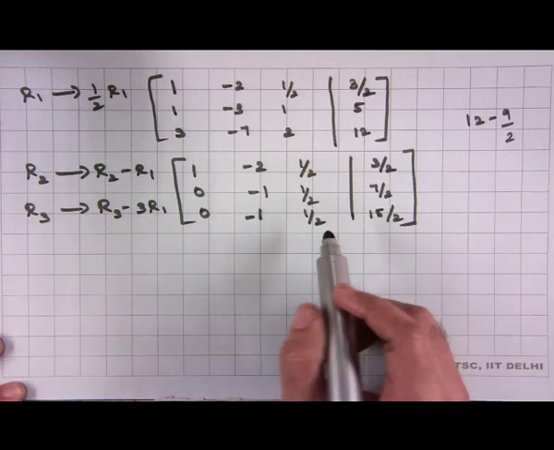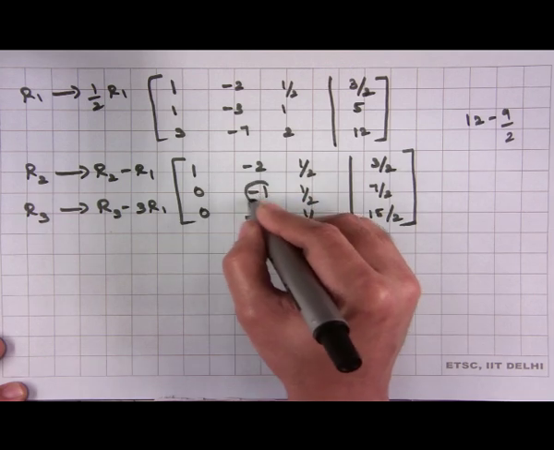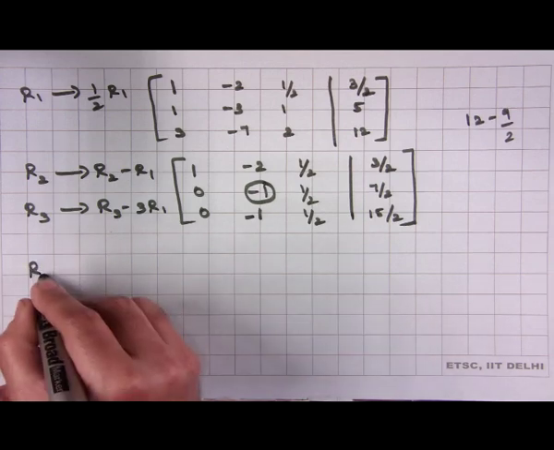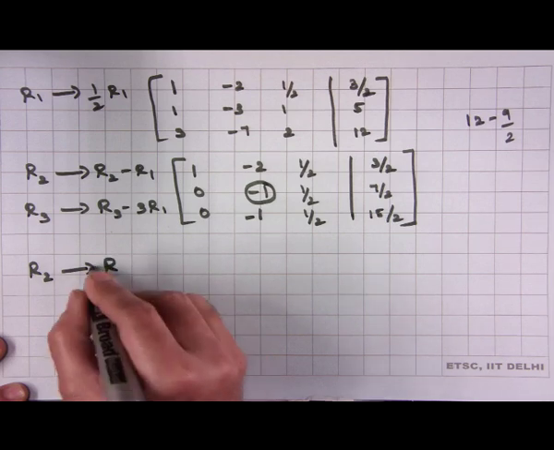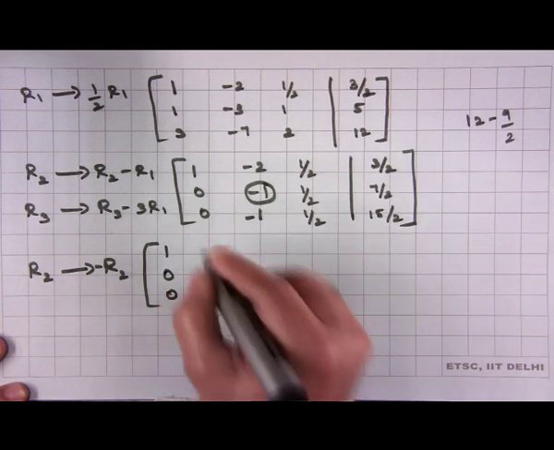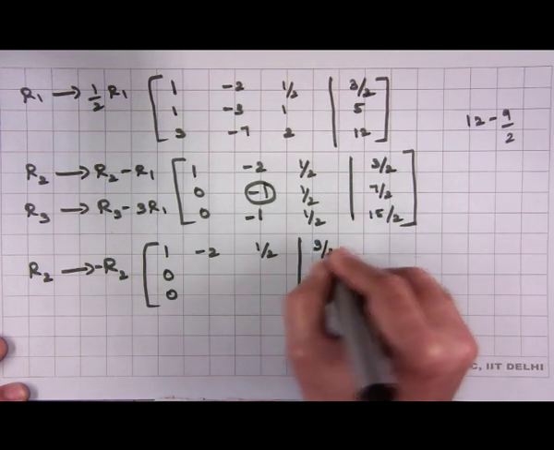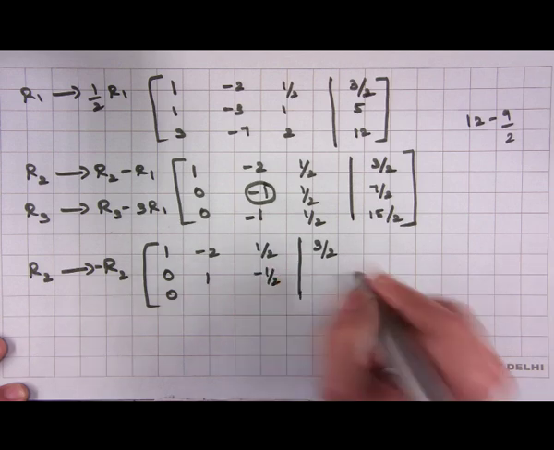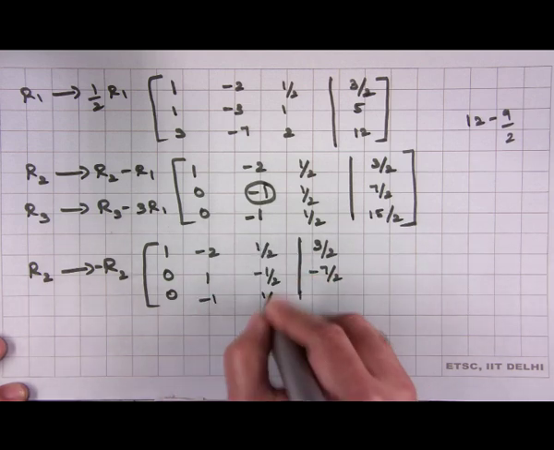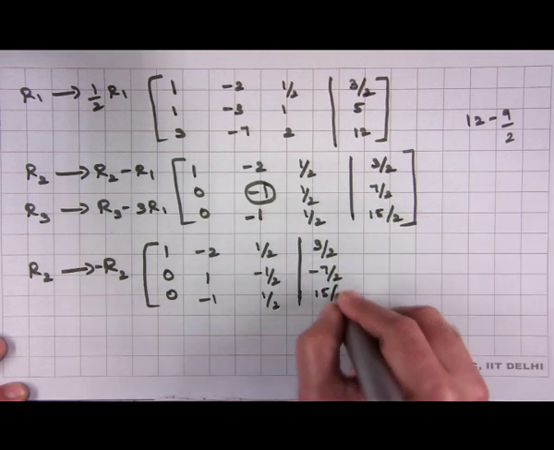Right, I have this. Now, this is the second row I have. The first non-zero element in the second row is minus 1. So, let me just multiply it by minus 1. R 2 is replaced by minus of R 2. What I will have is 1 0 0, minus 2 half 3 by 2, 1 minus half minus 7 by 2, and then I have minus 1 half, and then it is going to be 15 by 2.